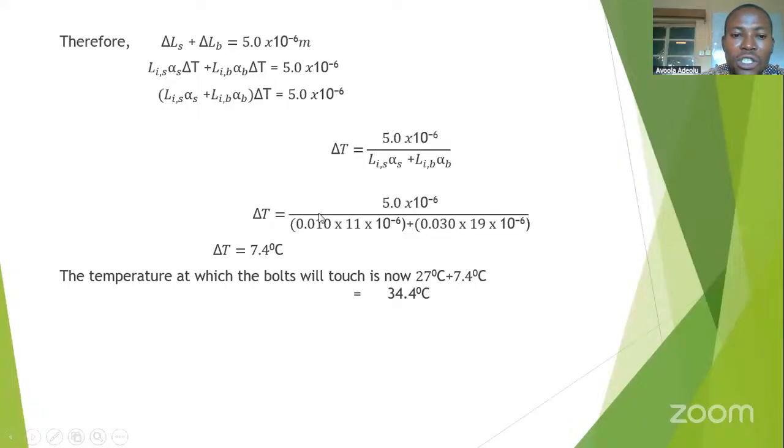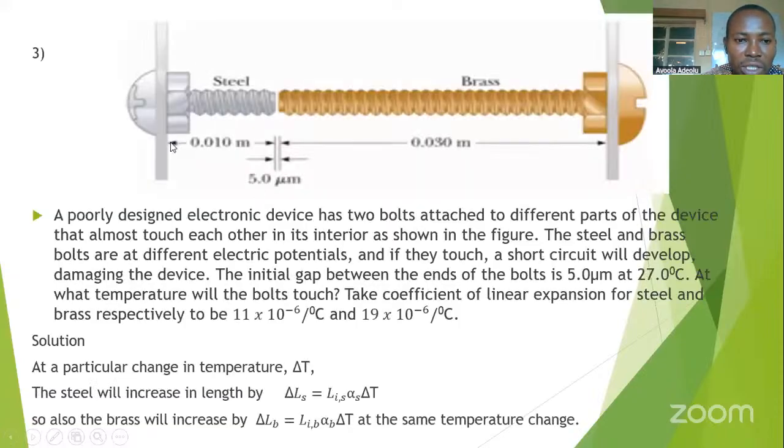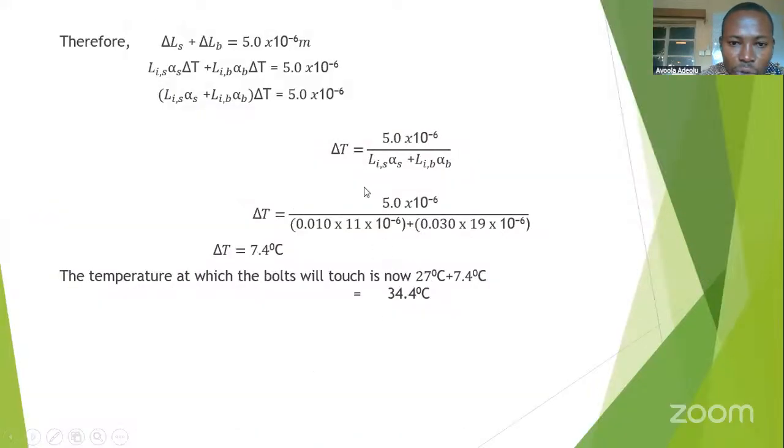The length of this steel is 0.01 meter, while that of brass is 0.030 meter. So this is for the steel, 0.01, the length times the coefficient of linear expansion for the steel, plus Li for brass, 0.030, times 90 times 10 to the power minus 6, which is the coefficient of linear expansion for brass. So when you do this well, you will get 7.4 as the change in temperature.